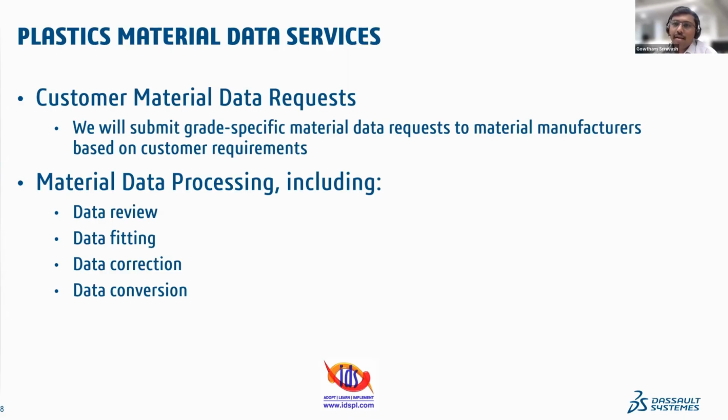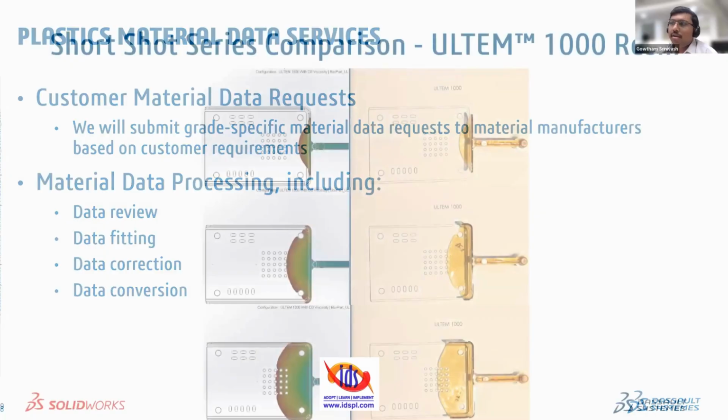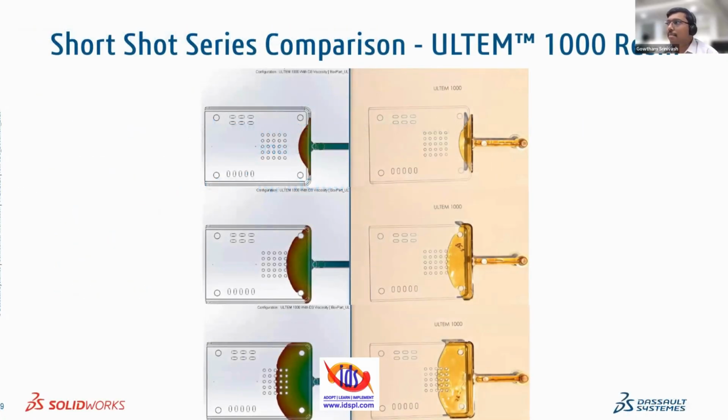So when you talk about result accuracy, SABIC, one of the leading polymer manufacturers, conducted a series of correlation tests. They took this component. You can see this is a much more complex component, where the wall thickness keeps on varying throughout the span.